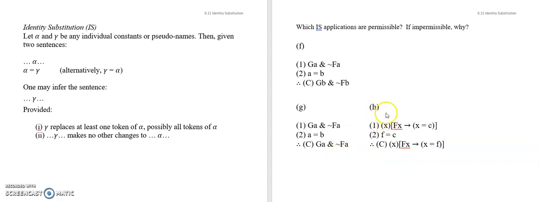All right, let's take a look at H. H is a little bit more complex, but here we have a statement. It's a universally quantified statement.